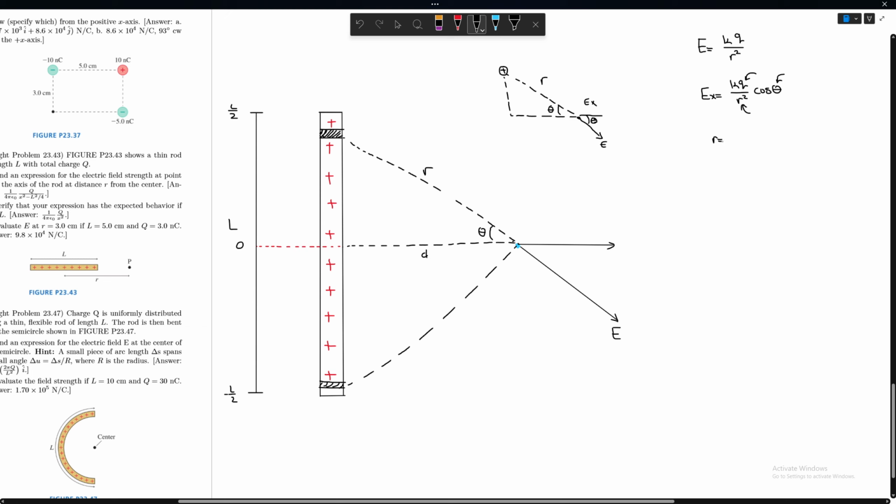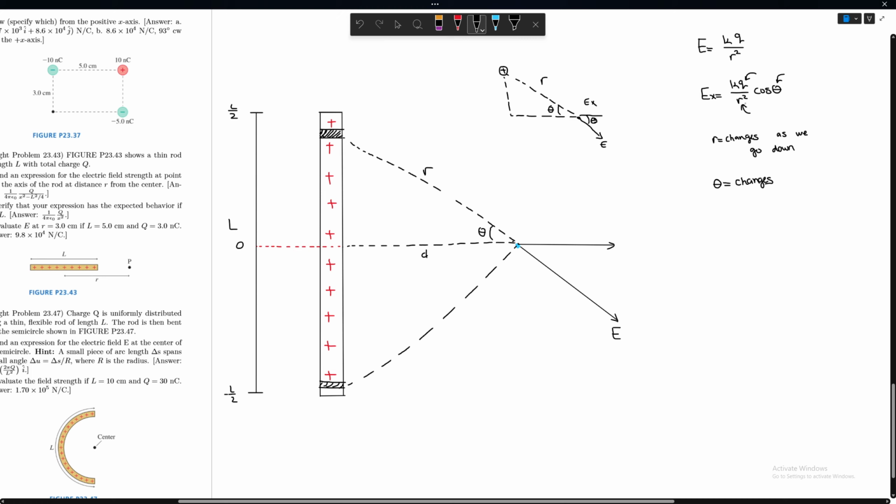R changes as we go down. Okay? My theta also changes. You see, as I'm going down, the theta changes. The theta also changes. Okay, so that's problem number 2.